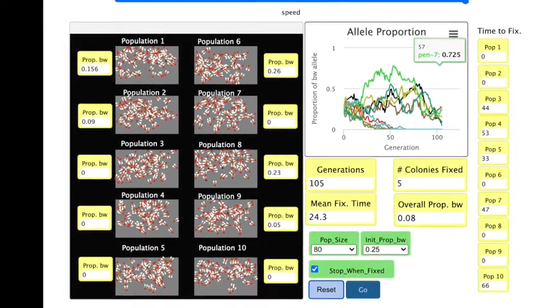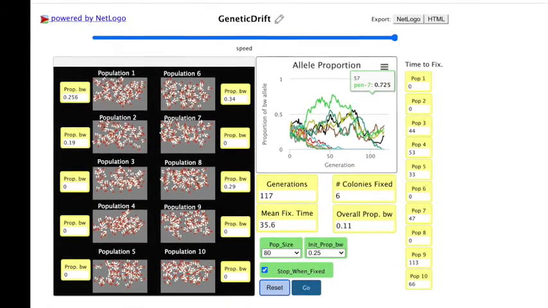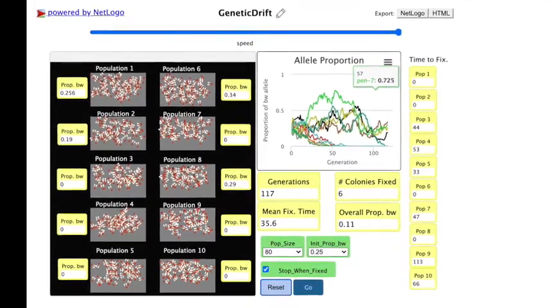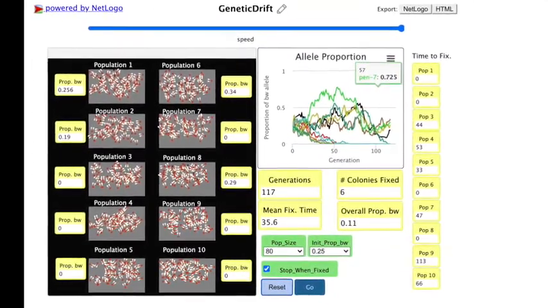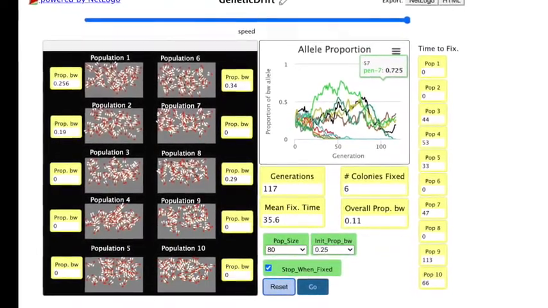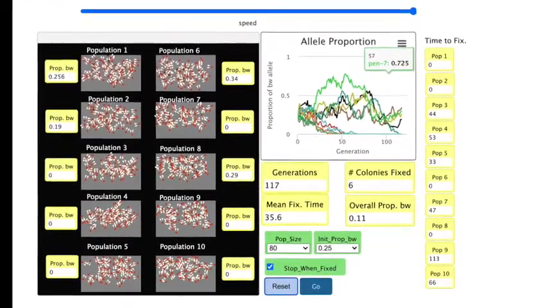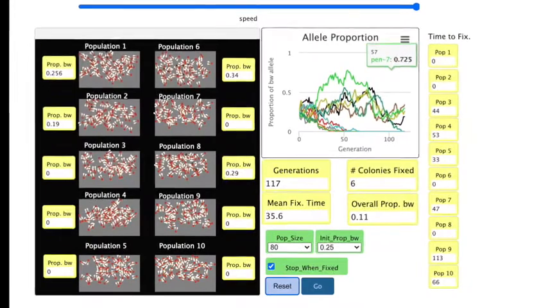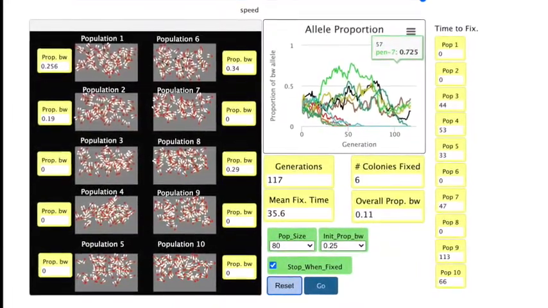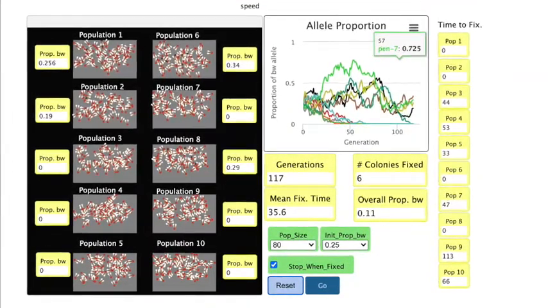For my second experiment, I set the population size to 80 and the overall prop-BW at 0.25. The major findings I saw included a particular spike in pen-7 at 0.725, then it decreased to 0.28. I also saw that the overall prop-BW became 0.11, generation became 117, colonies became 6, and the mean fixed time was 35.6.